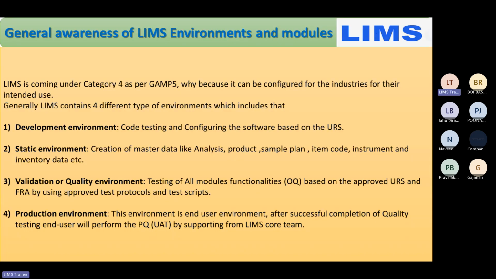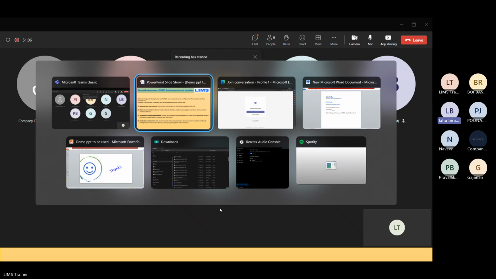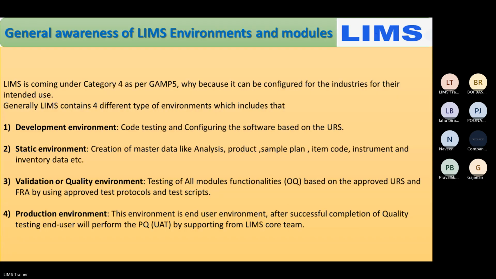Now, as I have said, there are some environments of LIMS. What are these environments? Actually, LIMS is under category 4 of GAMP 5. Do you all understand GAMP 5? Yes, anyone? No, sir. Okay. So basically, what is GAMP? It is Good Automated Manufacturing Practice. This is required whenever you are working with some software or some computer system. There you have to follow the GAMP guideline.